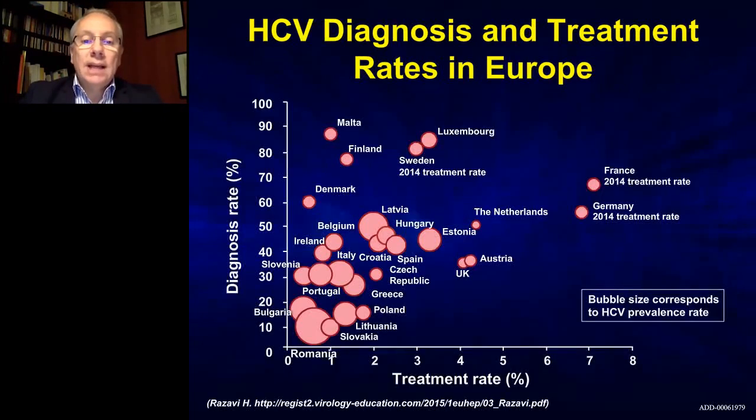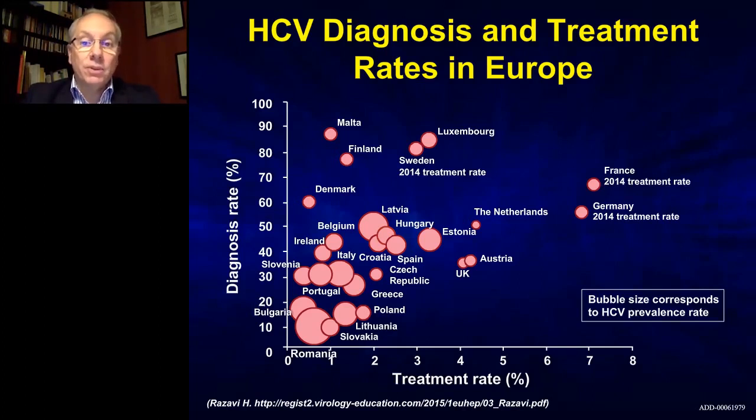Currently, the HCV diagnosis and treatment rates are extremely heterogeneous throughout the world, and especially throughout Europe. This has been well studied in Europe, and you can see here the heterogeneity of the treatment rates shown in the x-axis and the diagnosis rates shown in the y-axis. Some countries have done pretty well. As you can see, France is leading in terms of treatment rate, very close to Germany. Other countries have diagnosed very well, such as Malta, Finland, Luxembourg, but are a bit late in terms of treatment.